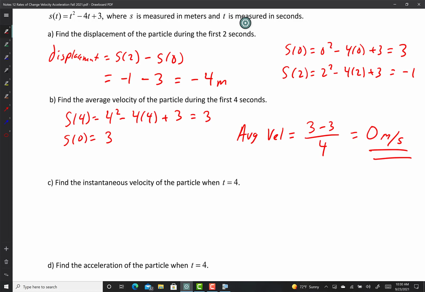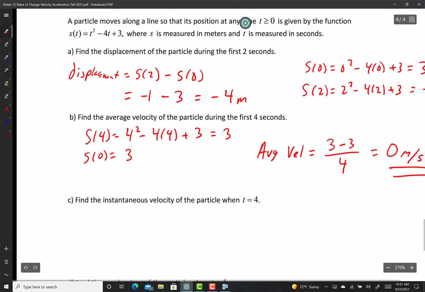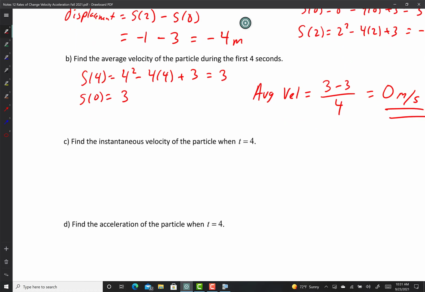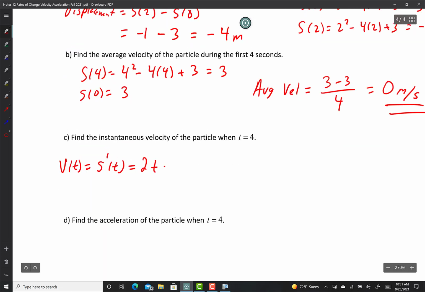Yes. Okay. Letter C. Find the instantaneous velocity of the particle when t equals 4. Now I want instantaneous. So what am I going to do? Take the what? Derivative of position. So I'm going to write v of t. I should have put the t in the other one, but that's fine. V of t equals s prime of t, which equals, what's the derivative of t squared? 2t. What's the derivative of 4t? Minus 4, and there it is.